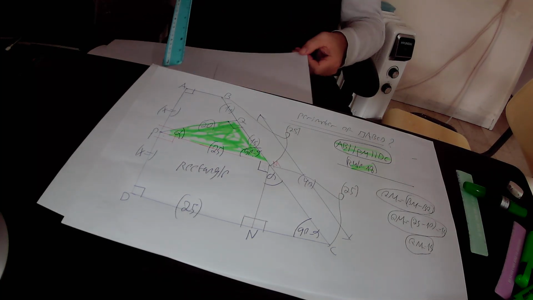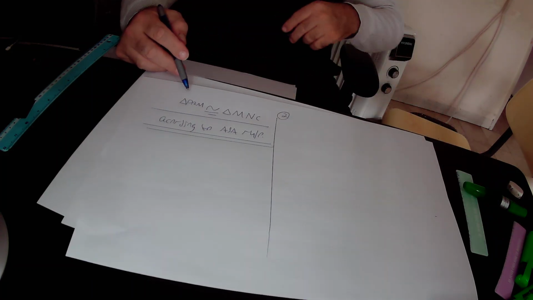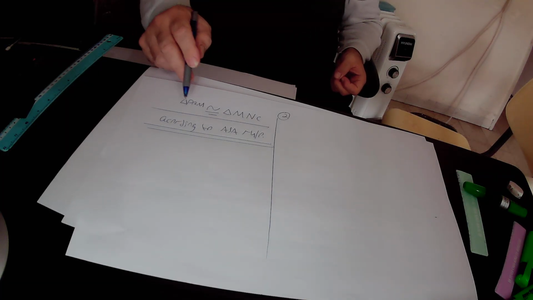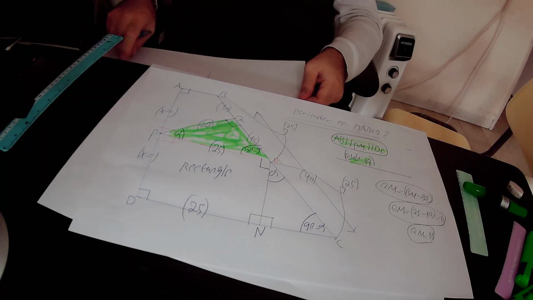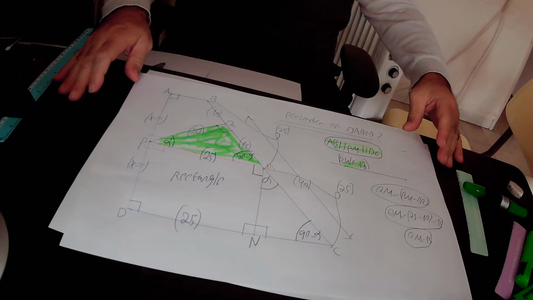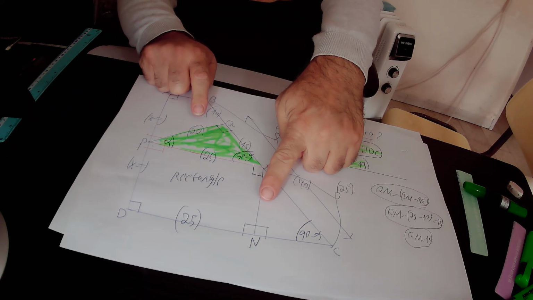Okay, again, we found out that the upper right green triangle PQM can map onto the lower right triangle MNC according to the angle-side-angle rule. And from the fact that those two right triangles can map onto each other, we will derive that those two corresponding sides must also be equal to each other in their lengths.